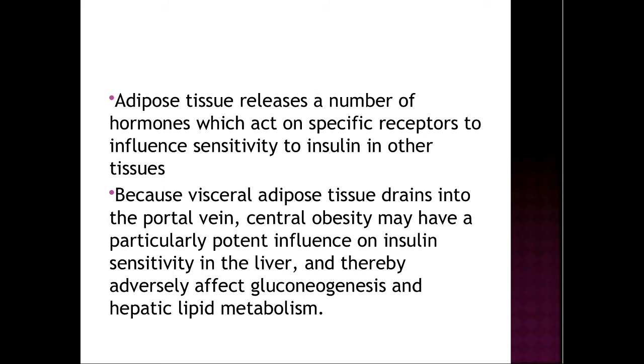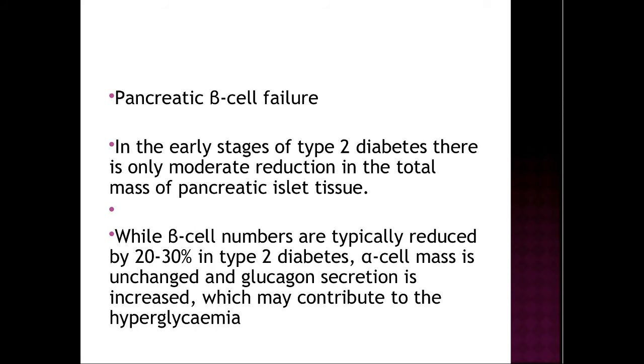Because visceral adipose tissue drains into the portal vein, central obesity may have a particularly potent influence on insulin sensitivity in the liver, and thereby adversely affect gluconeogenesis and hepatic lipid metabolism.